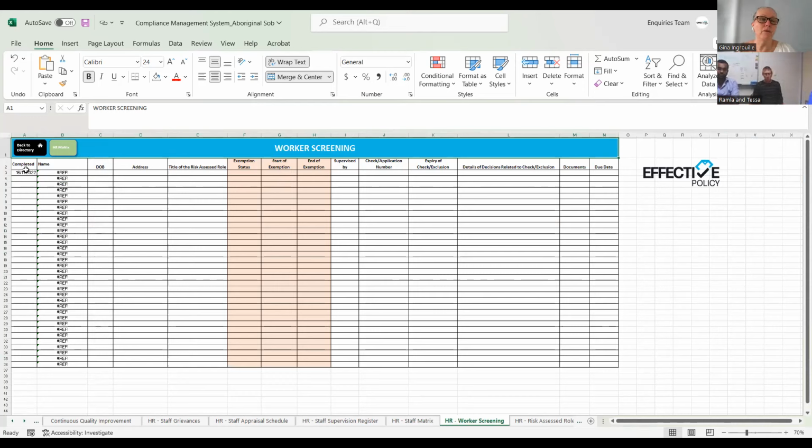For now, you would be wanting to put it really works more about the title. So it's the title of the role and whether it's risk assessed. And you can read about that. Being risk assessed is, are you going to be working or interfacing with clients or vulnerable people? And every position that you have that does that needs to be marked as a risk assessed role. The policy does talk about it quite well.